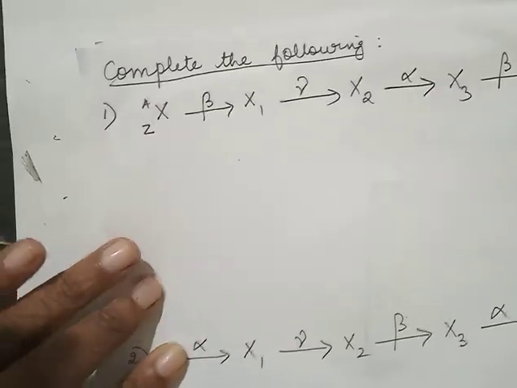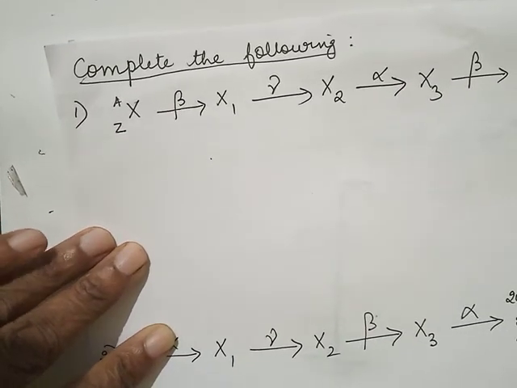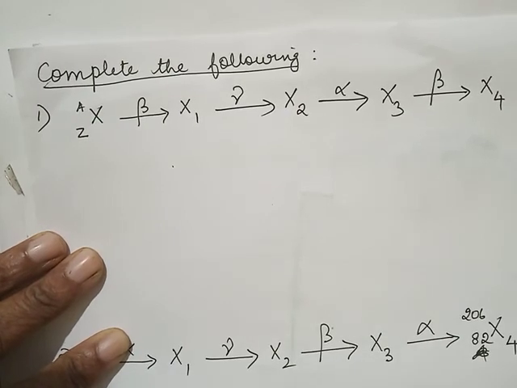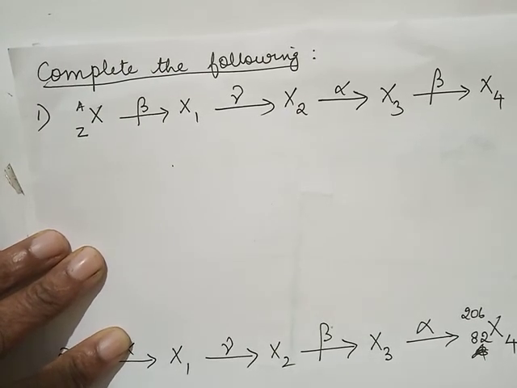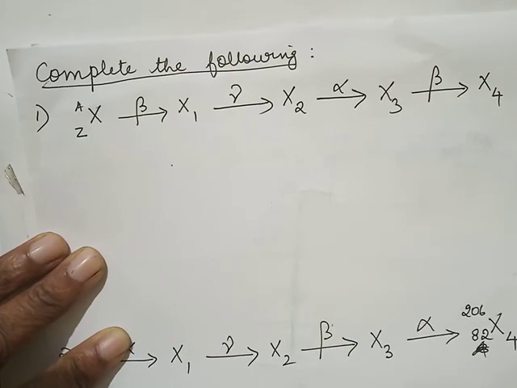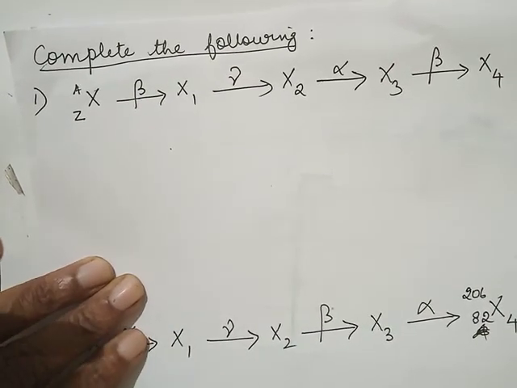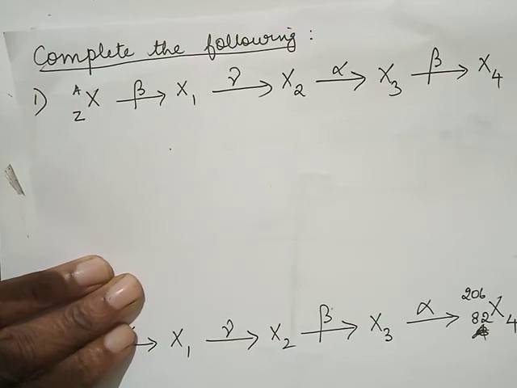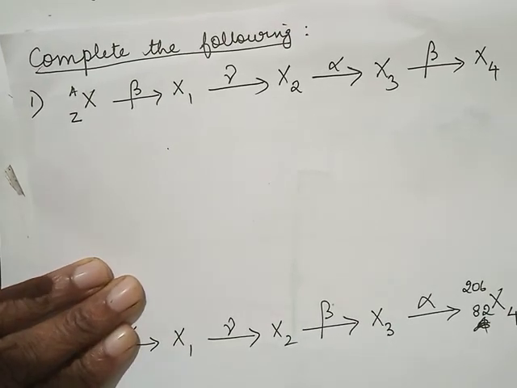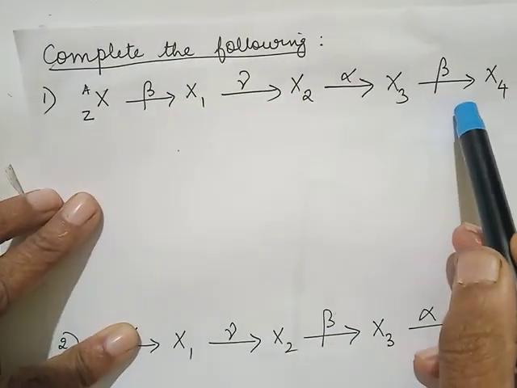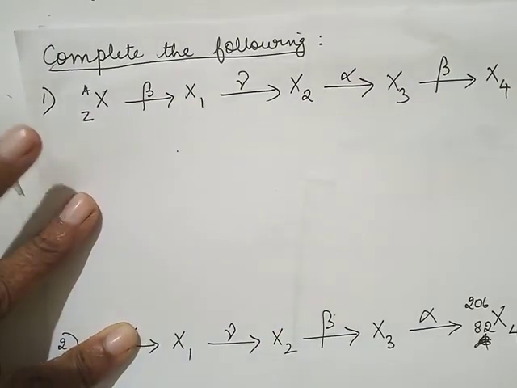Here are some extra questions based on alpha, beta, and gamma emission: how the nucleus changes and what new nuclei are formed when alpha, beta, or gamma are emitted. So these are a little more complicated ones. They have given beta, then gamma, alpha, beta, and they've asked you to complete the following.